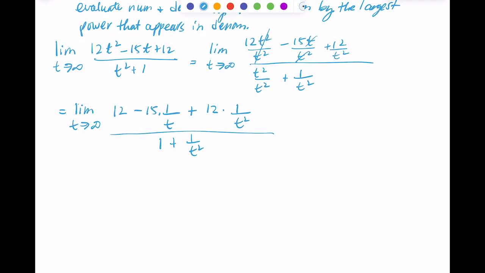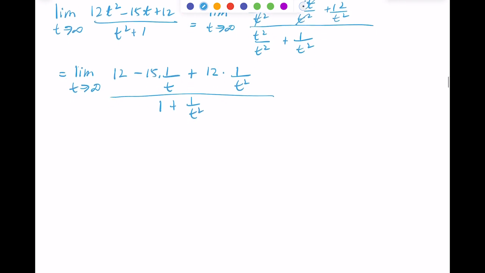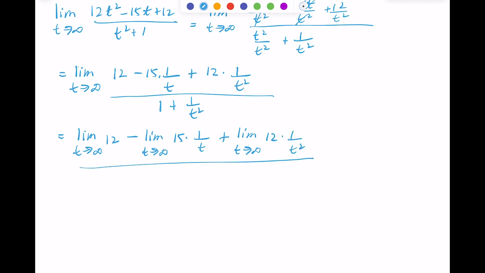Now we can use the limit rules we learned in the last video. So now I'm going to split this up. I'm going to have the limit as t approaches infinity of 12 minus the limit as t approaches infinity of 15 times 1 over t plus the limit as t approaches infinity of 12 times 1 over t squared, and then all over the limit as t approaches infinity of 1 plus the limit as t approaches infinity of 1 over t squared.